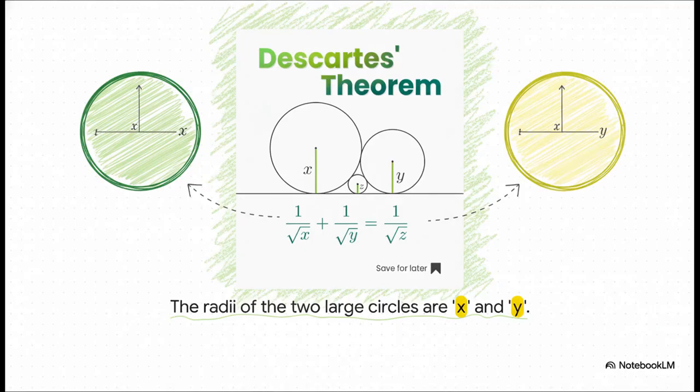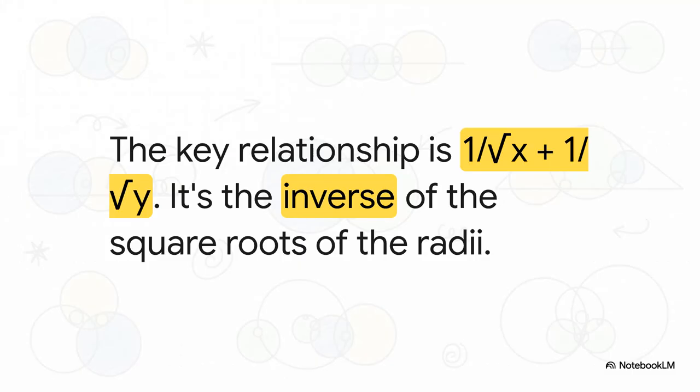Let's start with the two main players here. We've got our two big circles, and we're going to call their radii x and y, just like you see in the diagram. So far, so simple, right? Now here comes the really clever part. The theorem doesn't actually use the radii themselves. No, instead it focuses on the inverse of their square roots. It's this unique relationship that is the key to this whole puzzle.